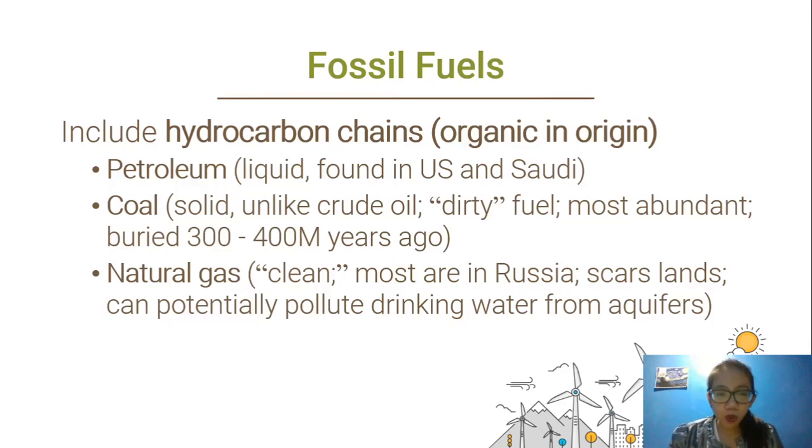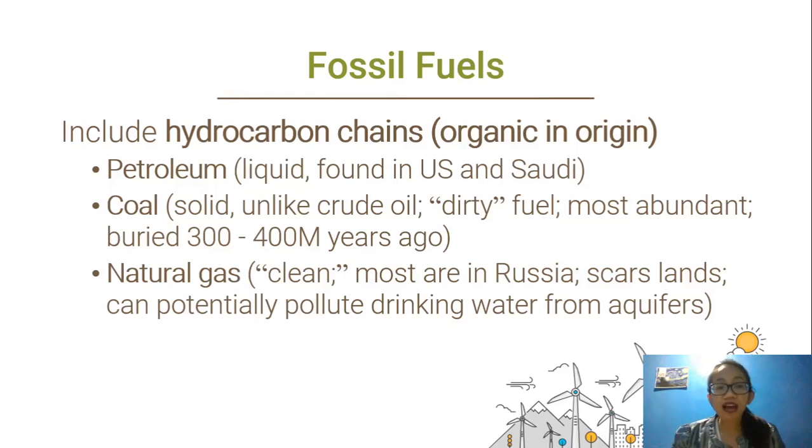Okay, so coal in comparison to the other types is considered dirty. The solid form of fossil fuel is dirty because it produces the most greenhouse gases. But despite that, we still use it because it's abundant. It's found in most countries around the world, even the Philippines, and it's cheap. So since it's abundant and cheap, we can use it for cheaper electricity generation.